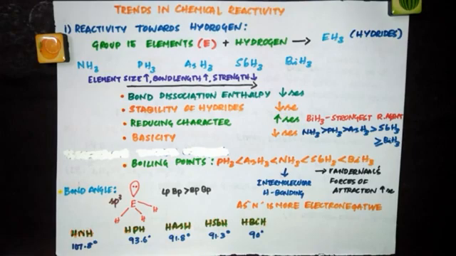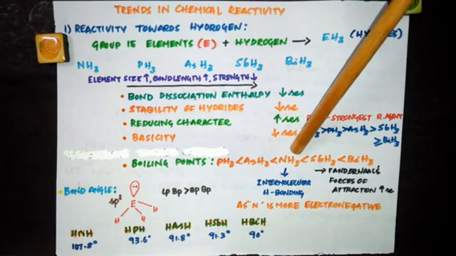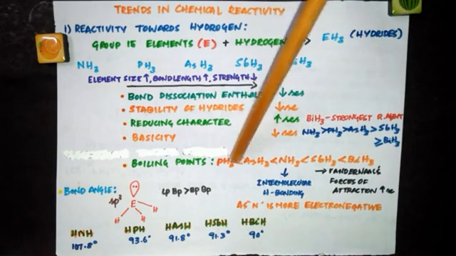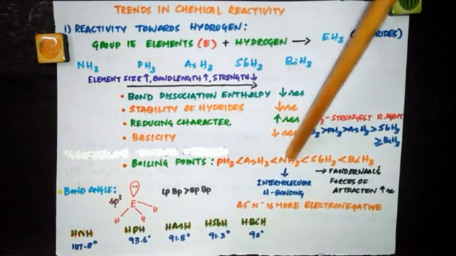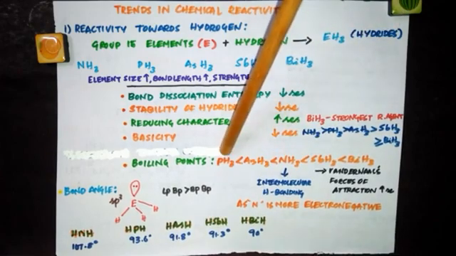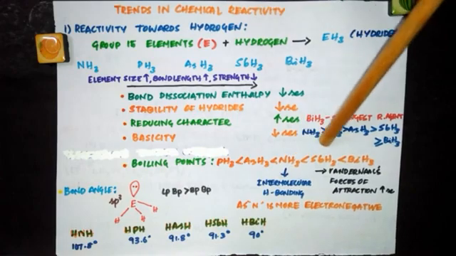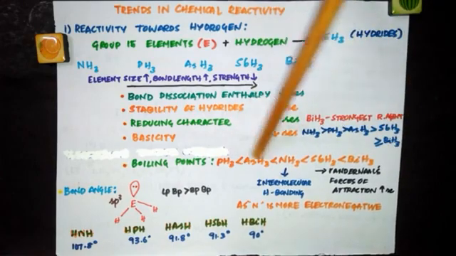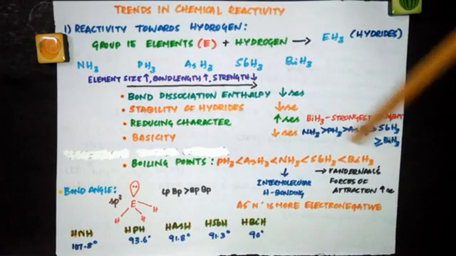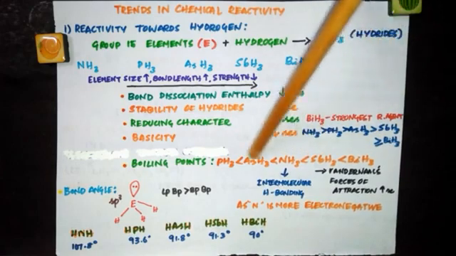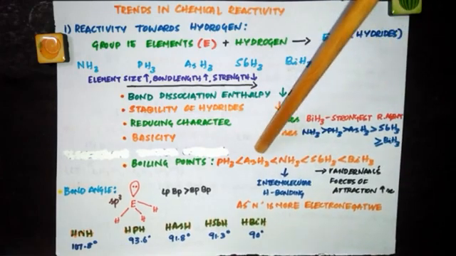But the boiling point of ammonia is more than that of phosphine and also AsH3. See the order. Phosphine has the least boiling point, then comes AsH3 and then NH3, SbH3 and BiH3. So in this order the boiling point is increasing. So the boiling point of ammonia is more than that of phosphine and arsine.